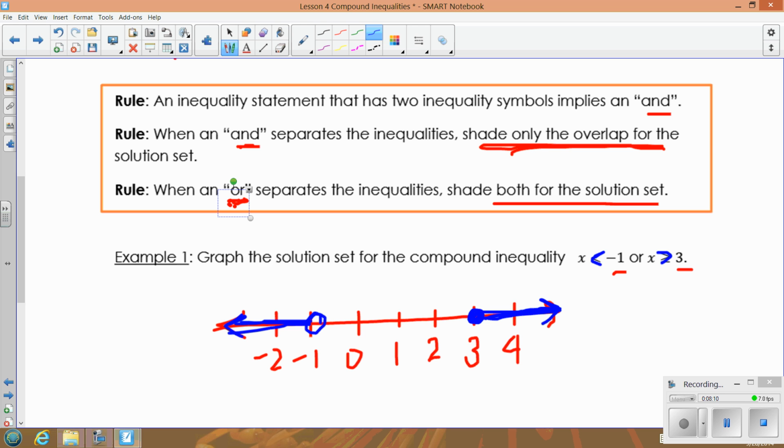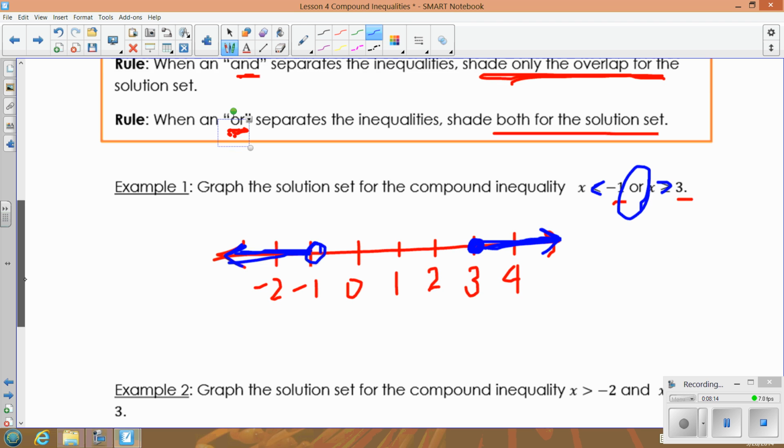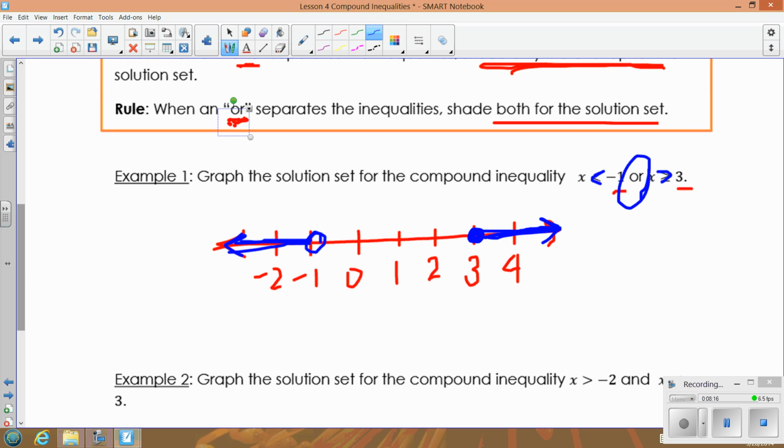So this is an or situation. My shading is on the outside of the 2 numbers. I think of it as like if you were in a boat, your oars look like paddles, right? So here's your oars or your paddles. And this is like the middle of your boat, right in here. So we have our solution then.